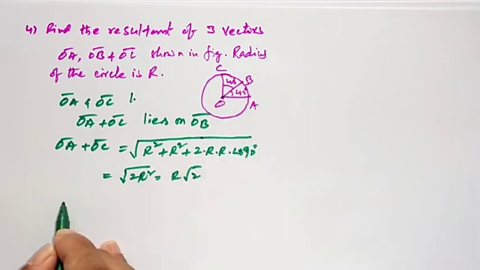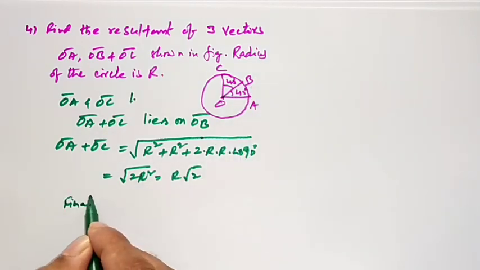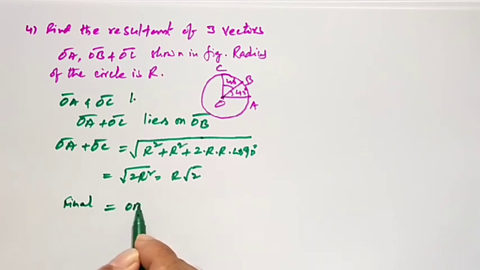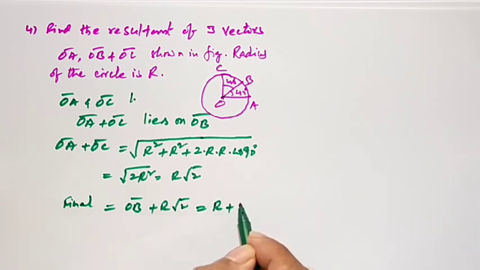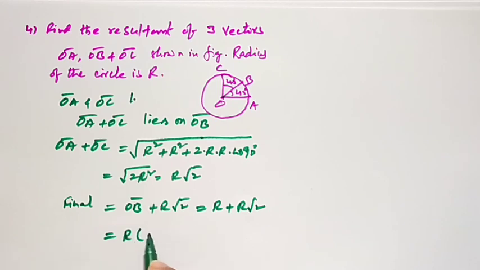Now what is the final resultant? The final vector is OB plus R root 2. Both are in the same direction, so the magnitude is R plus R root 2. If you take R common, that is R times 1 plus root 2. This is the sum of the three given vectors. Clear? Right. This is also a previous competitive examination question.